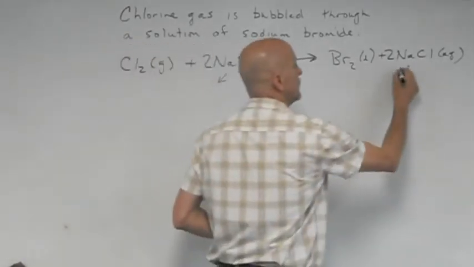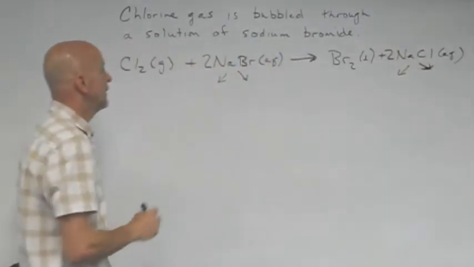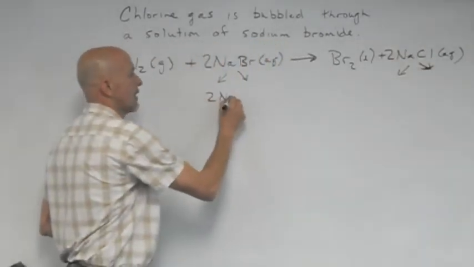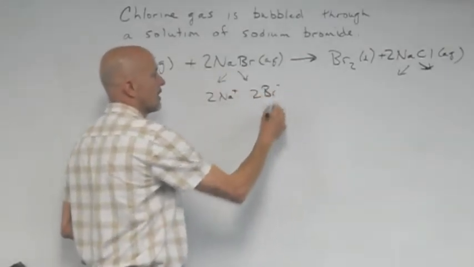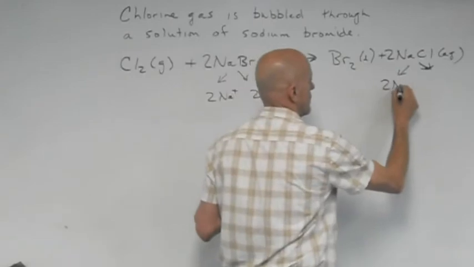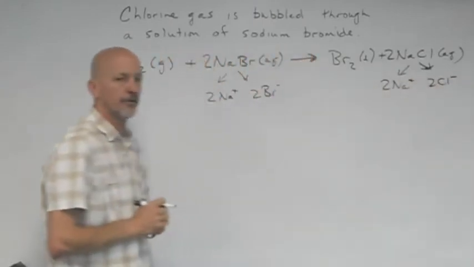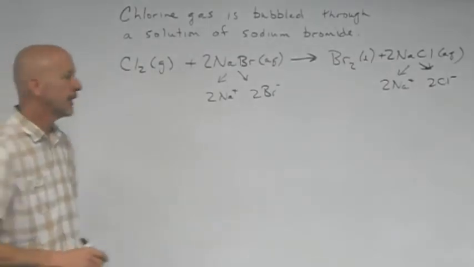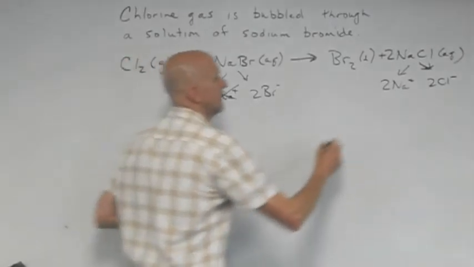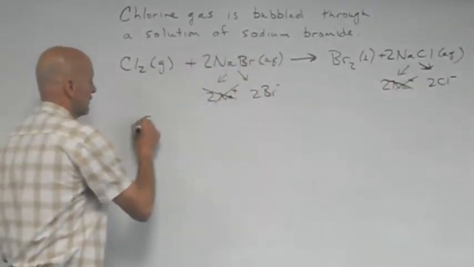And again, let's turn this into a net ionic equation, because for these oxidation reduction reactions, the net ionic equation shows much more clearly what's happening. 2Na plus, I got 2 bromides, chlorides. So I take the aqueous solutions, I break them up. Let's get rid of the spectator. Sodium is the spectator, not changed at all in this reaction. And I get chlorine gas.